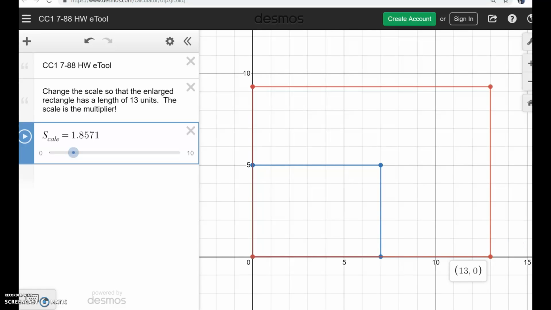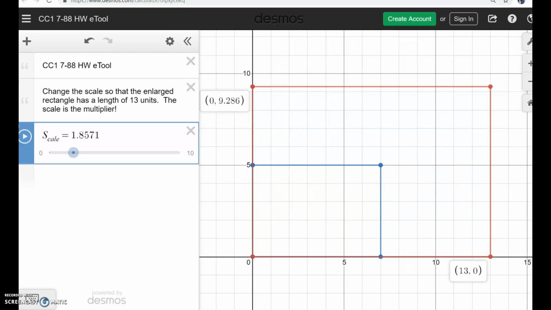And when we use that scale factor, when we multiply the width by 1.86, we get 9 3/10. Round that to 9 3/10 units. So that's what our width should be. So how could we calculate that? How could we get what we should have?